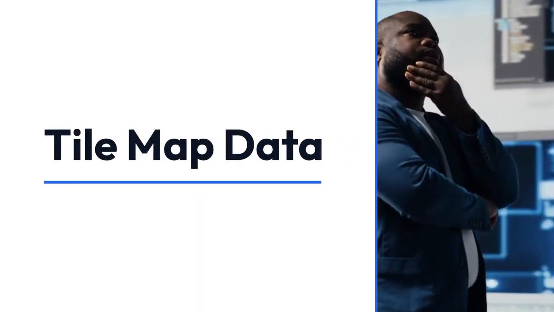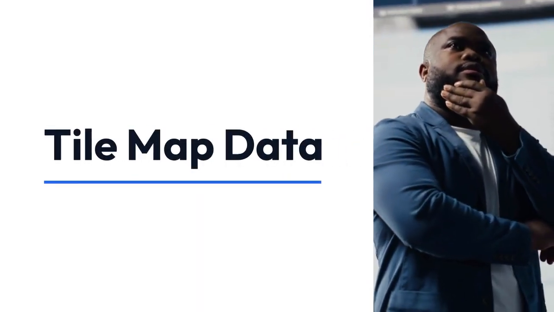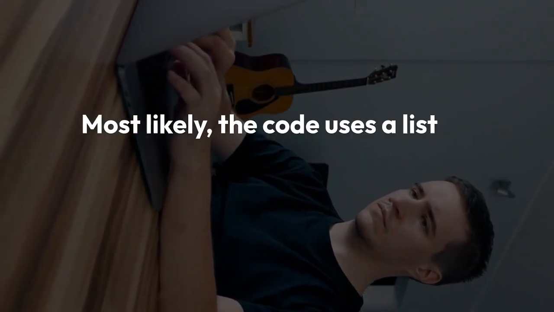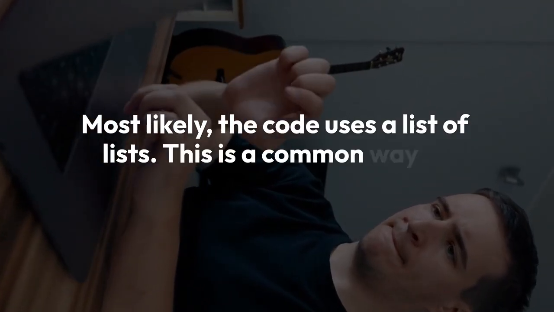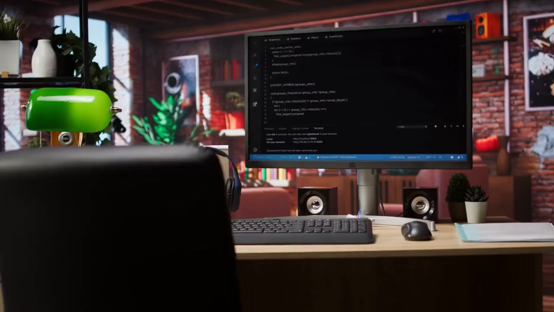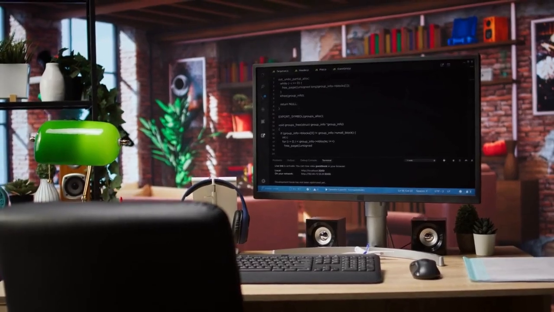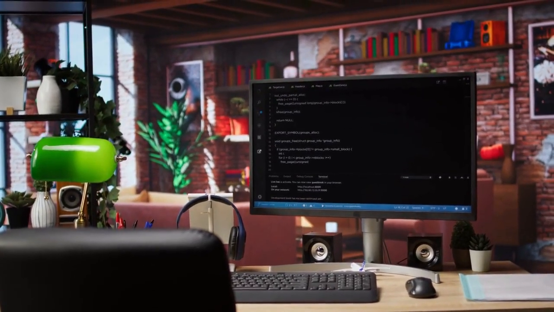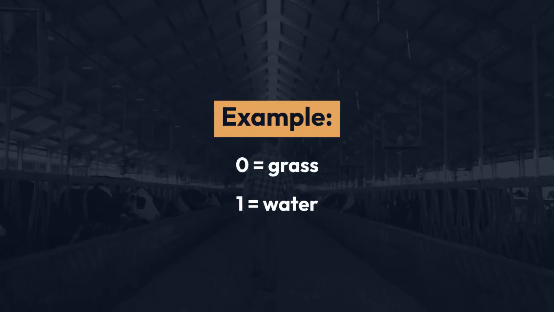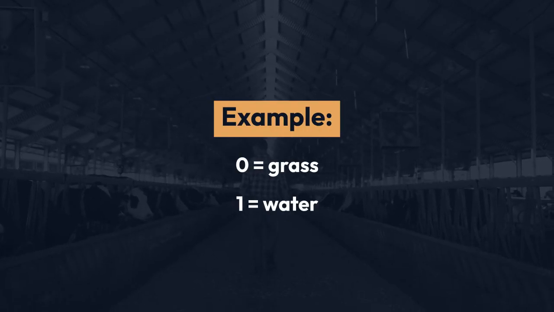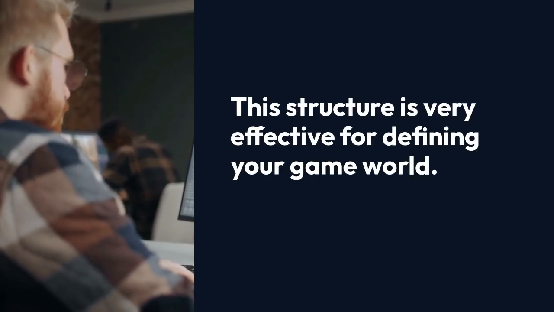Let's start by thinking about the tile map data itself. Most likely, the code uses a list of lists. This is a common way to store map data. Each inner list represents a row on the map. Each number within that list represents a specific tile type. For example, 0 might mean grass. 1 could mean water. This structure is very effective for defining your game world.